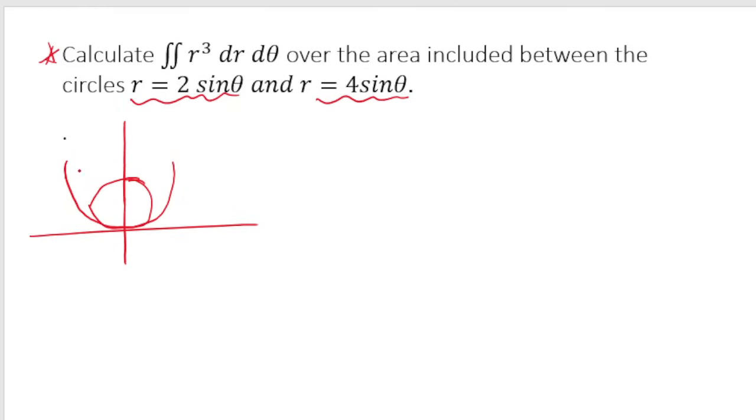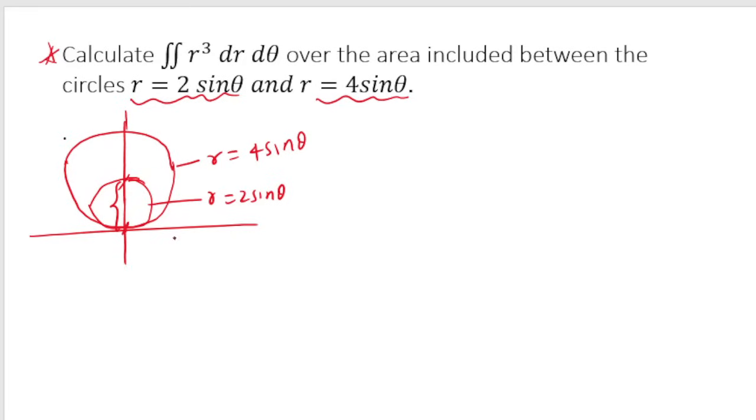Let me draw it passing through the origin. It does not look like a circle, sorry, let me redraw it, but I hope you understand the idea, not the picture. So this is r is equal to 2 sine theta, and the outer circle is r is equal to 4 sine theta. How to remember this? If you take theta is equal to 0, r is equal to 0. But if you take theta is equal to pi by 2, r becomes 2. So this length here is 2, and the total length is actually 4.